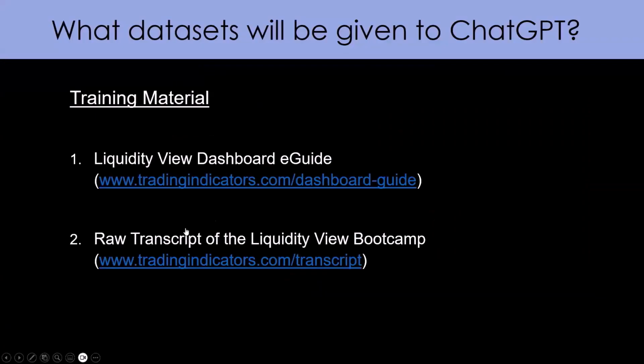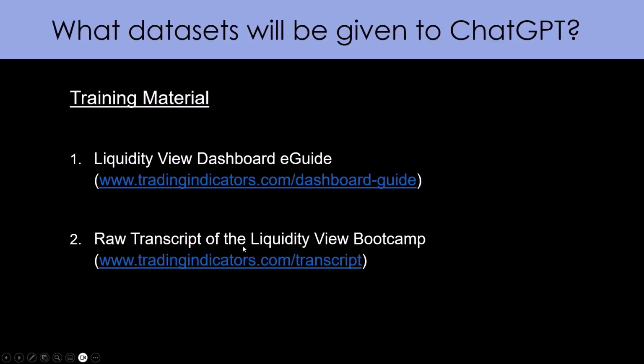Couldn't it be a good idea to give it the entire transcript of our bootcamp as an input so the AI can be trained on this? I believe that's a good idea. For this, I took the recording of our bootcamp and used another AI engine to create an automated transcript. This can be downloaded via this link, tradingindicators.com/transcript. I'm posting these links because that will enable you to do the same exercise. I'll give you all the inputs which I will be using right now.